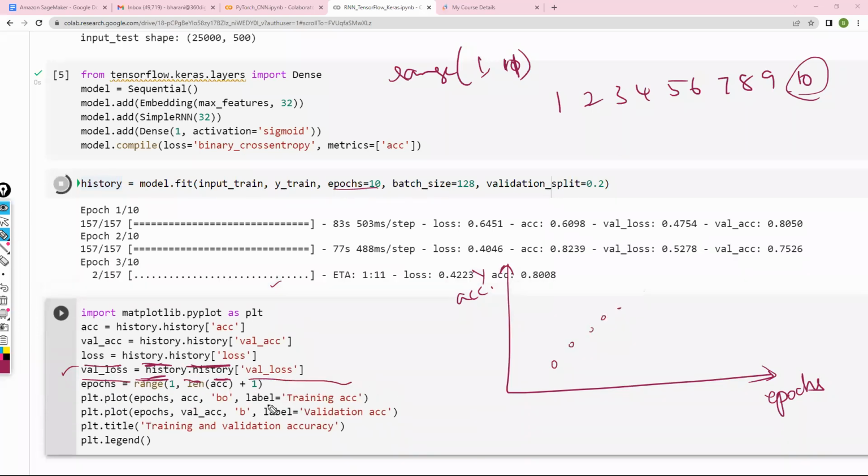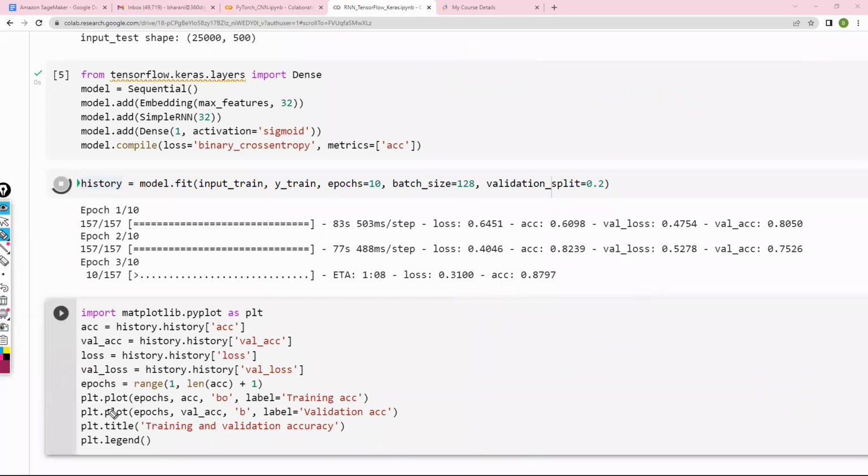And you want to give it a label called training accuracy. And on top of that, you want to do another plot, wherein again on the x-axis, you'll have epochs, and on the y-axis, you'll have validation accuracy. V means you want a blue line. You want to label this as validation accuracy.